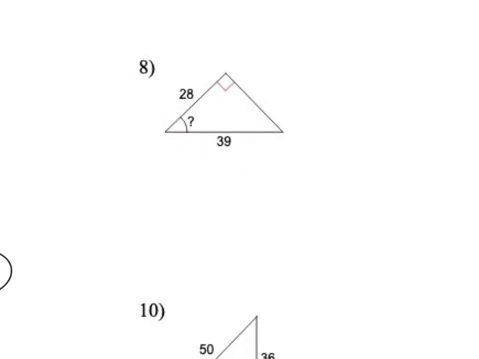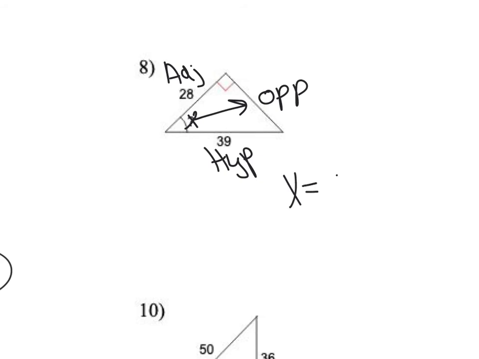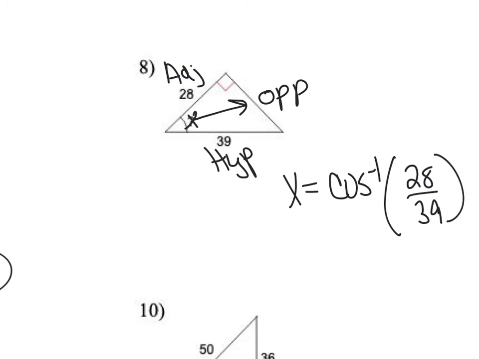Okay, let's give ourselves a variable here. Here's x. We're finding the angle measure. So let's see if we're going to use inverse sine, inverse cosine, or inverse tangent. Well, opposite over here, we don't know anything about that. Here's our hypotenuse, and here is our adjacent side. If we have adjacent and hypotenuse, that means we're going to use cosine. So our angle is going to be the inverse cosine of our ratio, which is adjacent over hypotenuse, which is going to be 28 over 39. If you go ahead and put that in the calculator, you should get that x equals approximately 44.1.